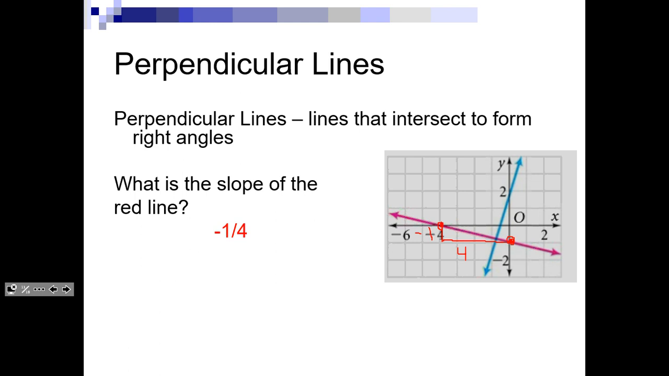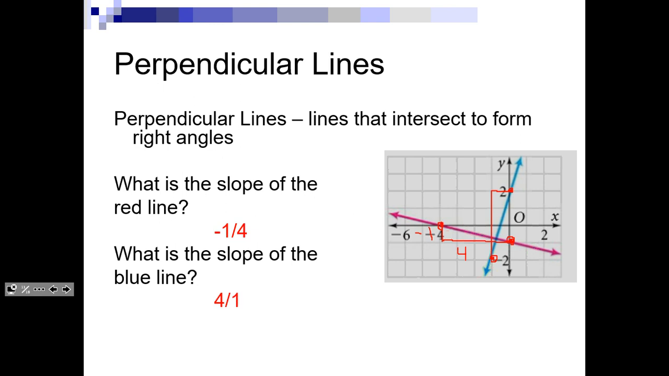And now if we look at the blue line, we will notice that there is a point here and a point here. And that is up 4 over 1. So we notice that the slope of the blue line is 4 over 1.